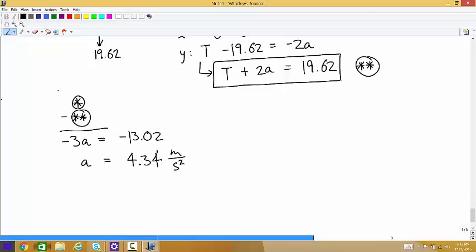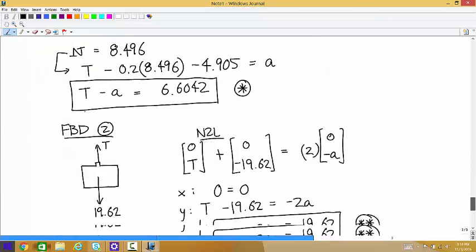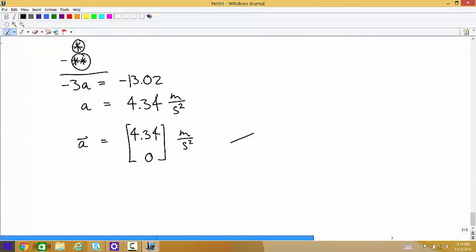And then finally, to get the acceleration vector, you plug this value back into the vector that's in Newton's second law, and you get an acceleration vector of 4.34, 0. Or, in other words, an acceleration this way of 4.34. So is the block speeding up or slowing down? Speeding up because that acceleration is in the same direction as the velocity vector.